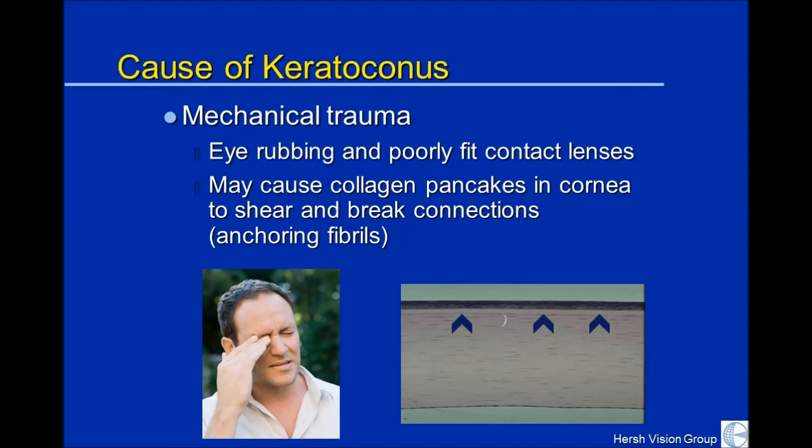These are called anchoring fibrils, which are somewhat abnormal in patients with keratoconus. Also, poorly fit contact lenses and the mechanical trauma that they cause may also exacerbate the progression of keratoconus. So as we'll see, one of the things that you can do to help minimize your progression is not to rub your eyes.